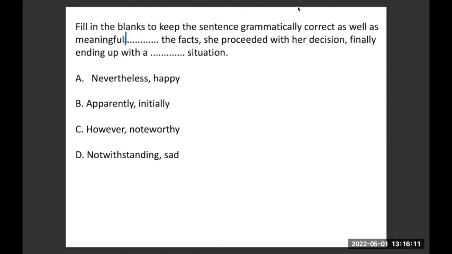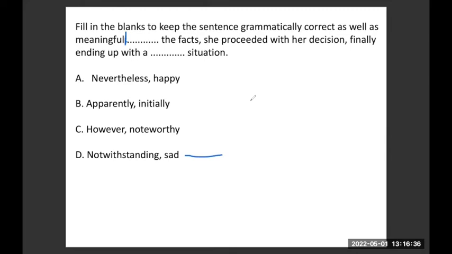In this case, the correct answer is the option D. So the statement should be read, and it's more meaningful that way, grammatically, of course, correct: Notwithstanding the facts, she proceeded with her decision, finally ending up with a sad situation.